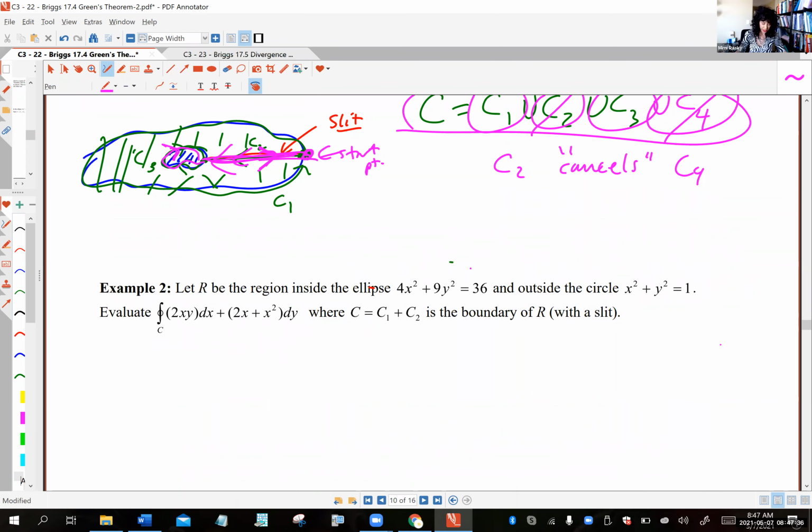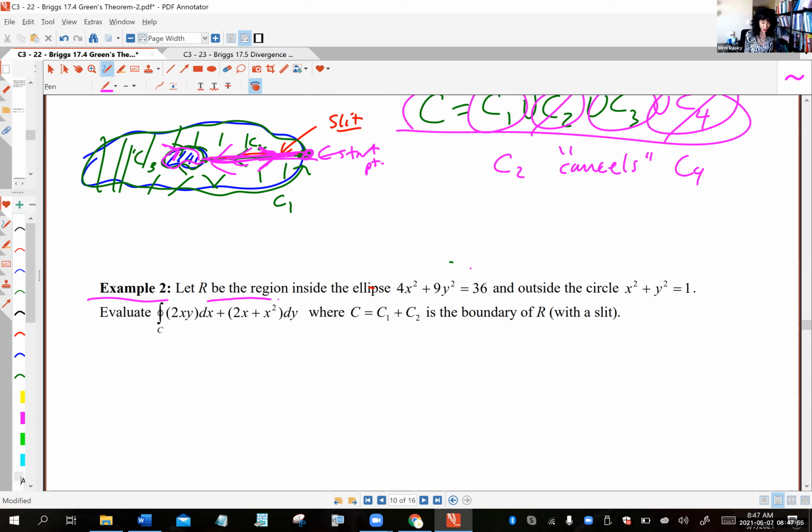Let's do a cute little line integral that involves a boundary with holes. This is similar to what I put on your quiz as well as your exam, so it's worth looking at. Example 2, very cute.